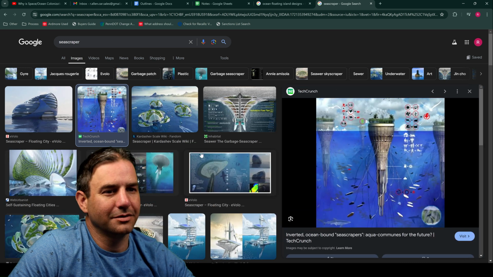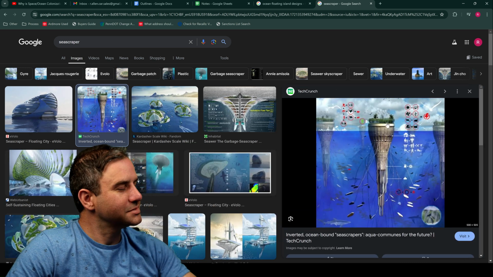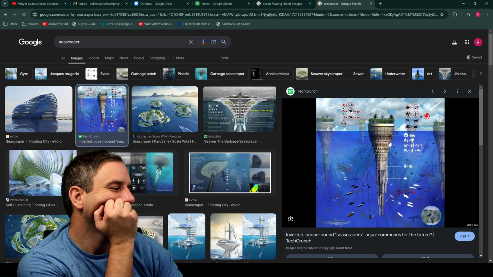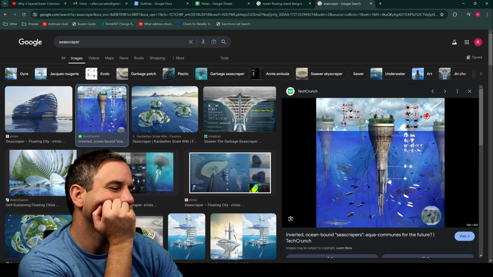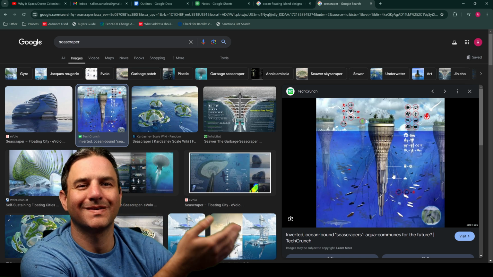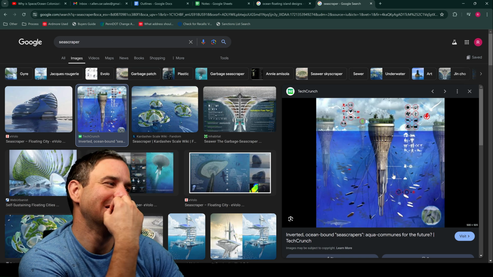How come that didn't show up when I put floating islands? Have you ever heard of this? A sea scraper? Now, what the hell were these things coming off, going at different angles? I don't know. Where were you supposed to build this structure? Come on.